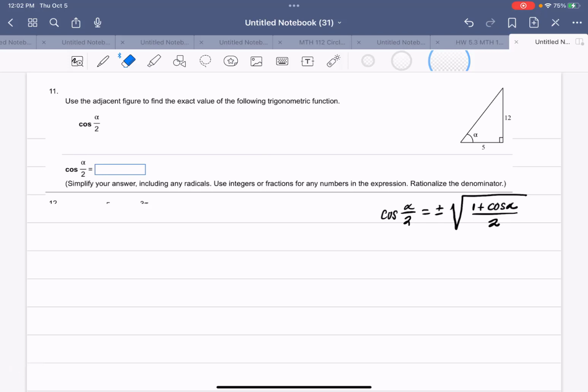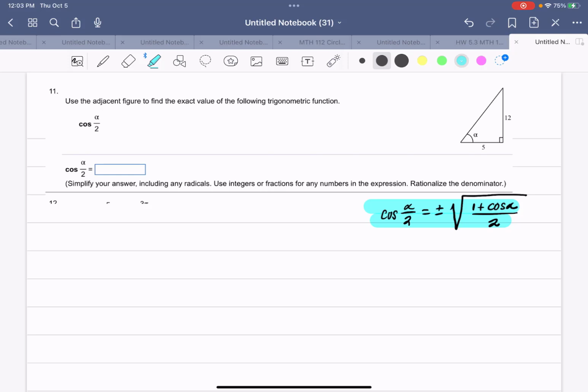Example number 11. Use the adjacent figure to find the exact value of the following trigonometric function, the cosine of alpha over 2. So they're giving us alpha, and they want us to find the cosine of alpha over 2. Well, first of all, we're going to have to use a formula, and the formula for the cosine of alpha over 2 is the square root of 1 plus the cosine of alpha, all divided by 2.